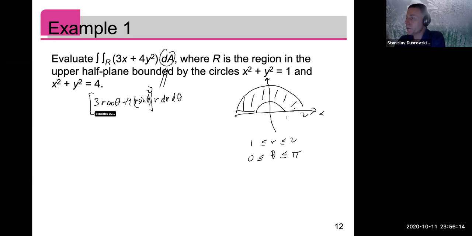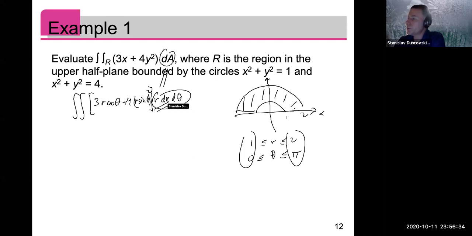That is the function multiplied by dA and integrate. It doesn't matter in which order. Again, Fubini's theorem applies here: we can do repeated integrals as long as the bounds are constant, then it doesn't matter in which order. So if we are doing dr first, with respect to r, that means that we're integrating along the circular tangential direction. So then let's do that. So we want to integrate first with respect to r.